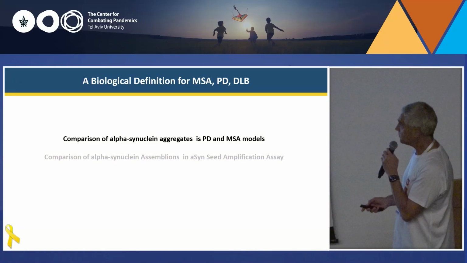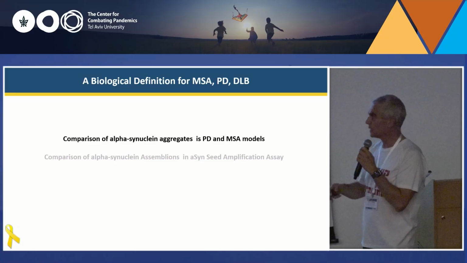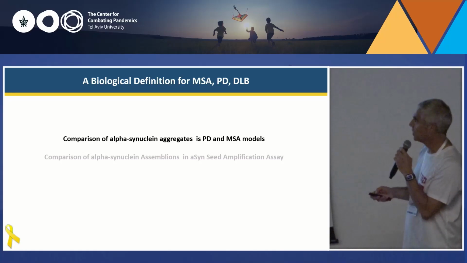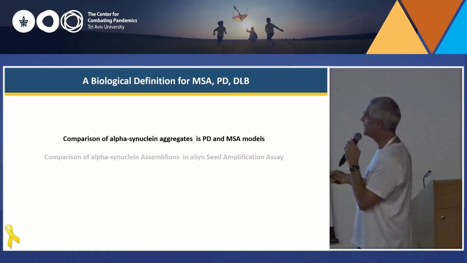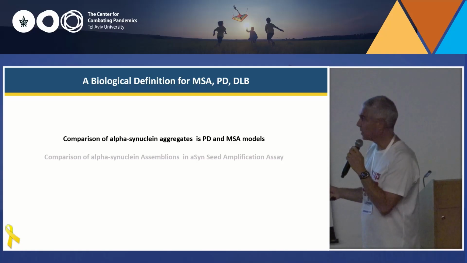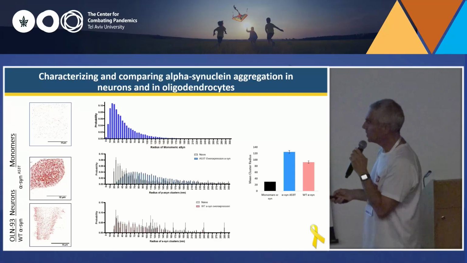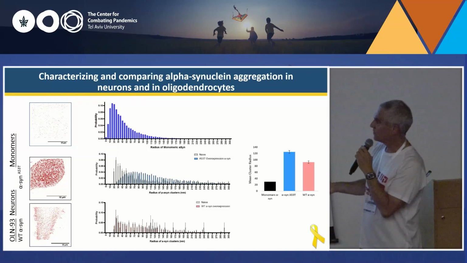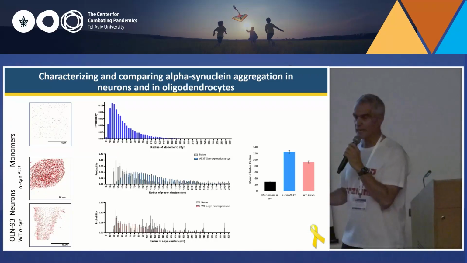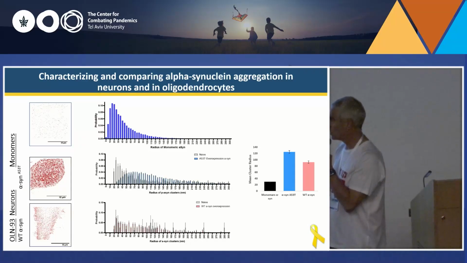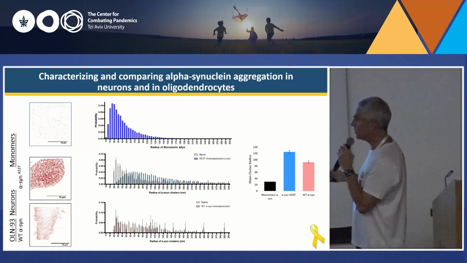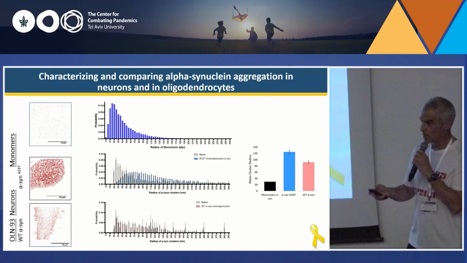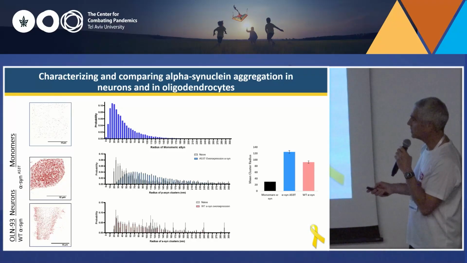Okay. So we are doing it in several directions. One of them I'll just show you briefly, and one of them I'll elaborate a bit more. We are trying to compare alpha-synuclein aggregation in PD and MSA models. And by that, what we are doing is looking at neurons expressing alpha-synuclein or oligodendrocyte-like cells that are expressing alpha-synuclein, and trying to learn about the aggregation itself and also about the effect of different inhibitors. So this is one project that is in progress.